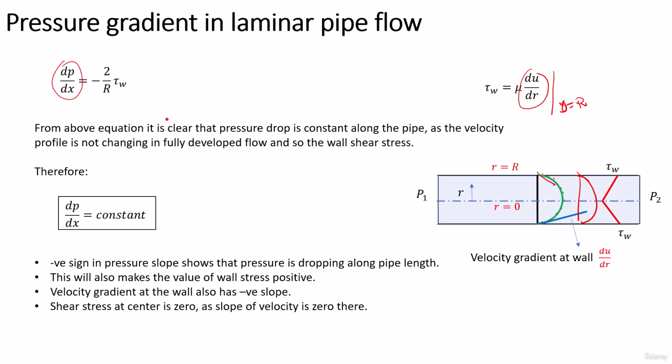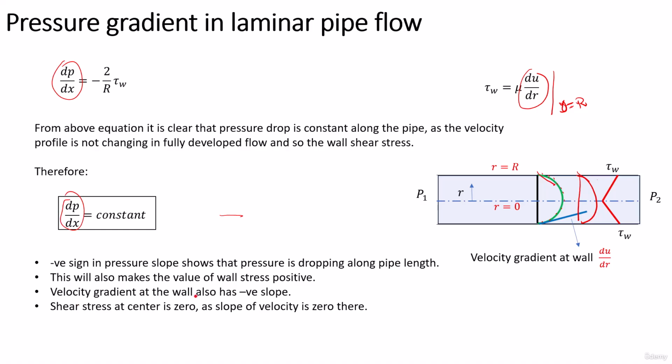So from this we can infer that the pressure gradient in the fully developed flow will be a constant value, meaning the pressure drop will be constant along the unit length of the pipe, okay. So the negative sign in the pressure slope shows that pressure is dropping along the pipe length, very much clear. This also makes the value of wall shear stress positive, okay.